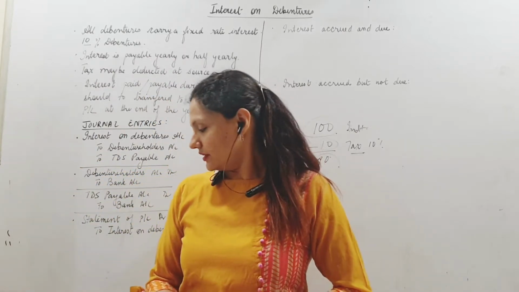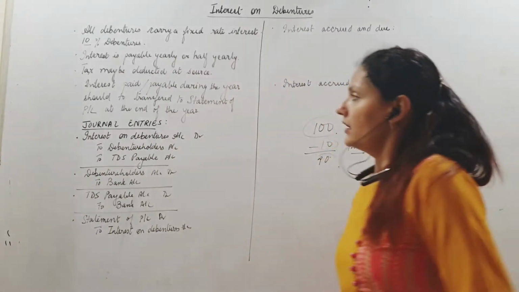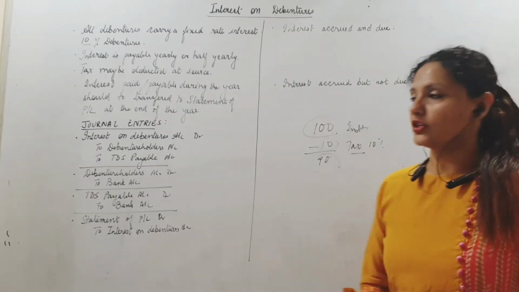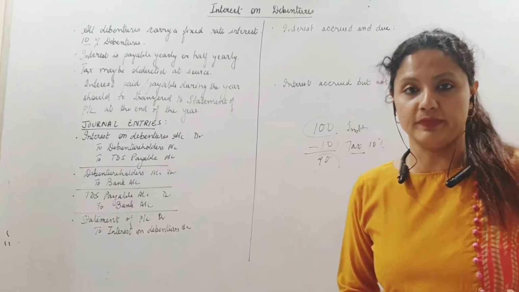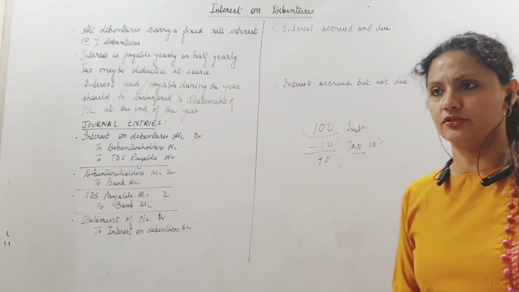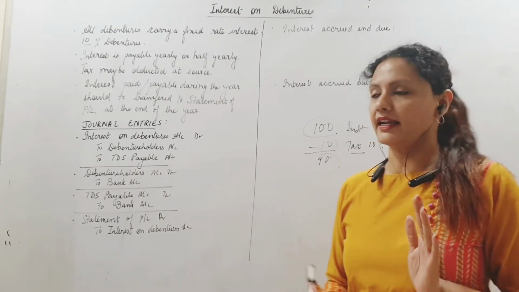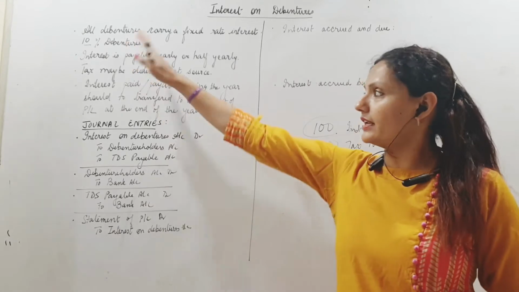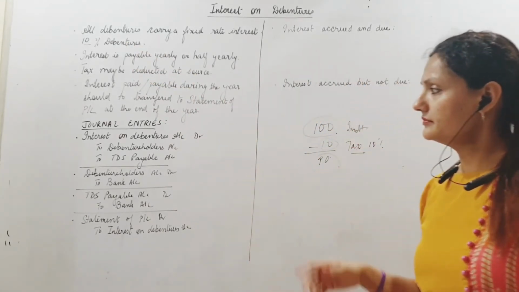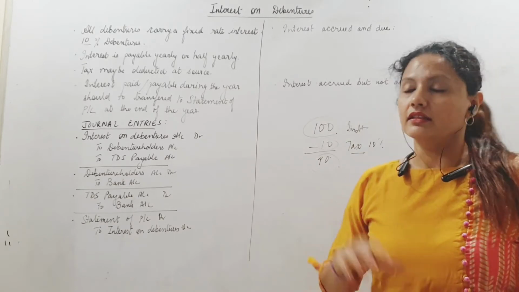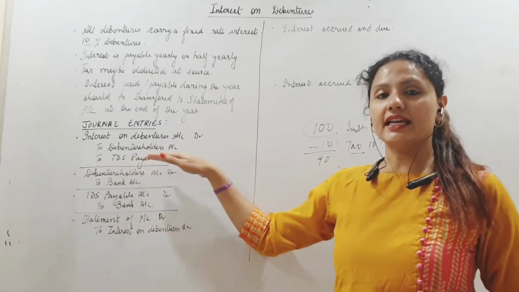Correct. So, given these, we need to pass the journal entries. Let us have a look at the journal entries. First one, when the interest amount is due to be paid. On whichever date it is due, we need to pass this entry. Interest on debentures account debit, the entire amount, 10% suppose of the entire debenture capital, to debenture holders, the part of it which we need to pay to them, and to TDS payable.